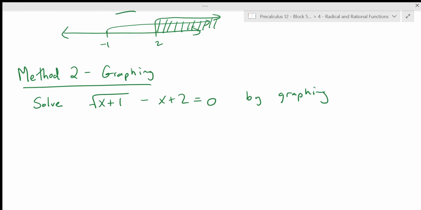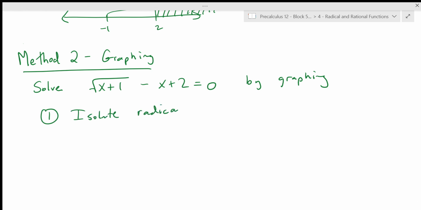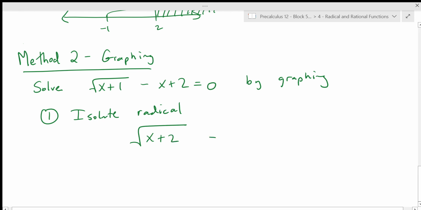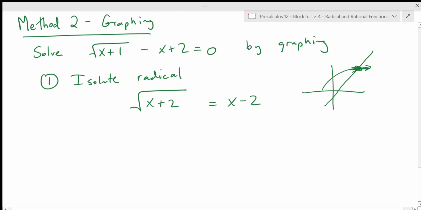Okay. So what we're going to do is, step 1 is isolate the radical. You basically want to turn it into something that has a function on both sides. So if we have radical x plus 2 equals x minus 2, just like our step 1. Okay, so what I'm really doing is, if you think about it, I have a radical function that looks something like that. Then I have a line, y equals x minus 2. And what I'm trying to do is look for the point where those two things intersect. And you know who can do that a lot better than me?